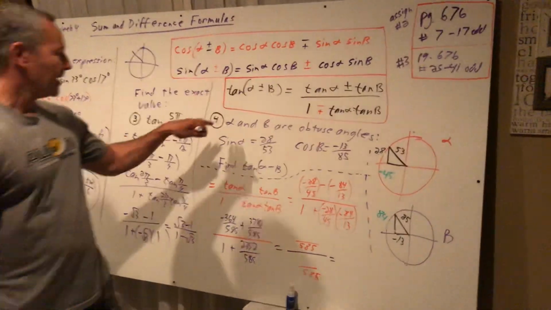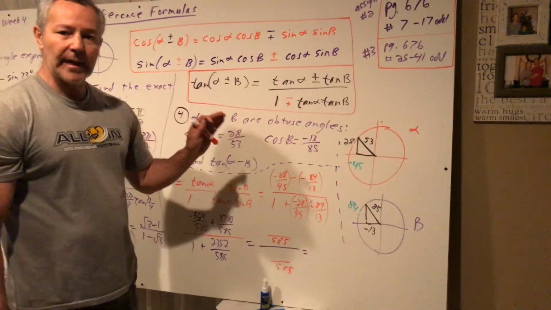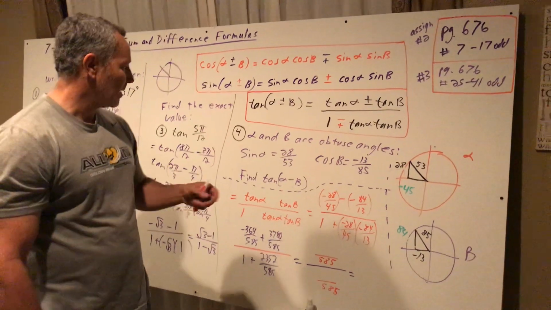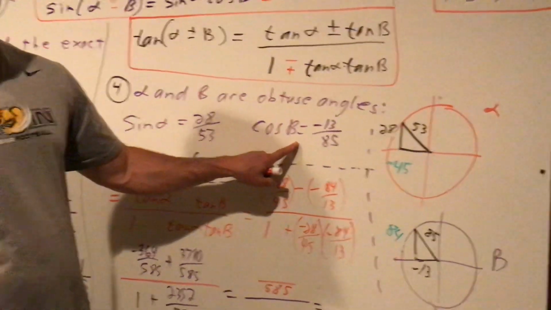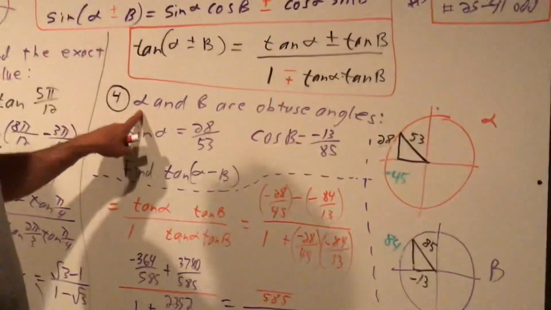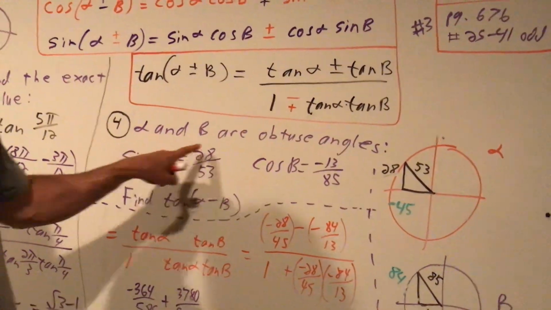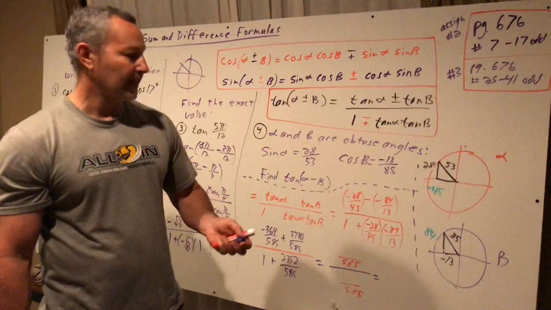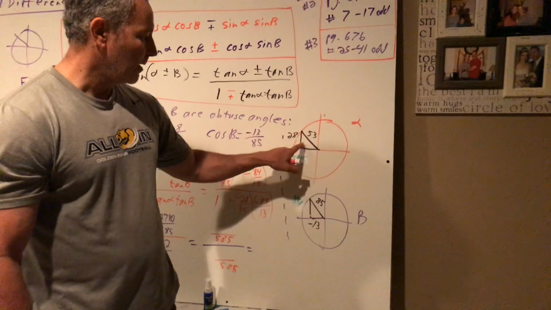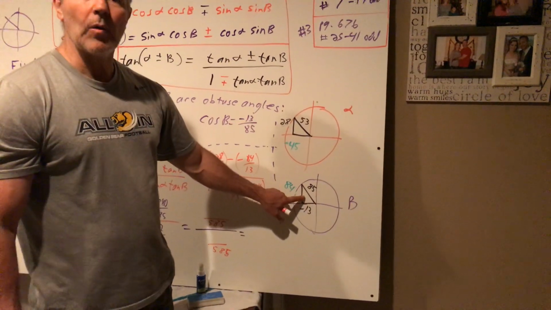It's pretty tight in here, but this is one like we did last week. Again, we're just using the tangent formula. They're telling me what sine is and cosine is. Somewhere they have to tell me what quadrant they're in. They said in this problem that alpha and beta are obtuse angles, meaning they're bigger than 90 and less than 180. So I know both alpha and beta angles are in quadrant 2.